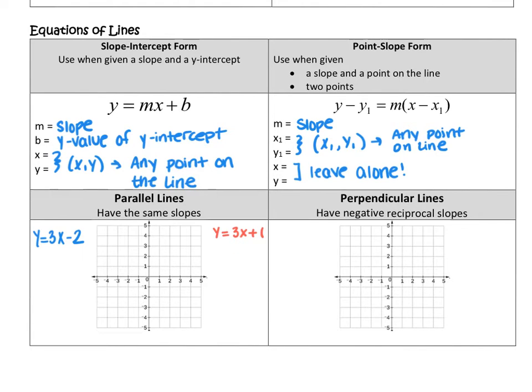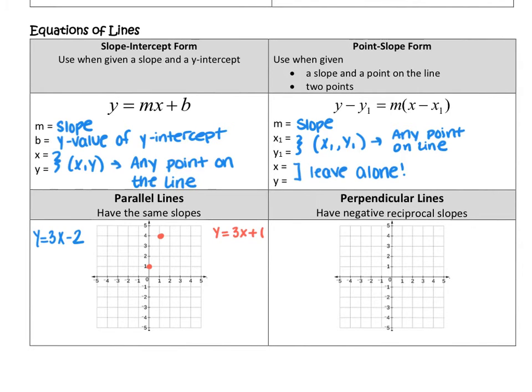So if we graph them, I'll show you that they never intersect. So this is a good review on graphing lines. We start at the y-intercept. So the y-intercept here is 1. So we're going to start by graphing at y equals 1, and we're going to go up 3 over 1.